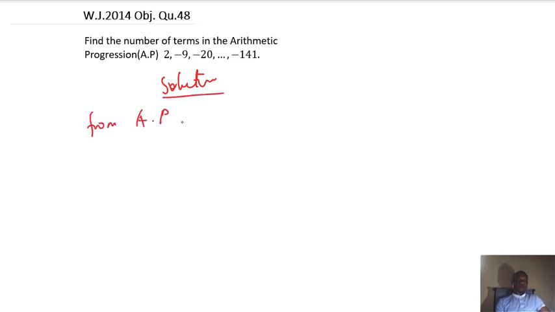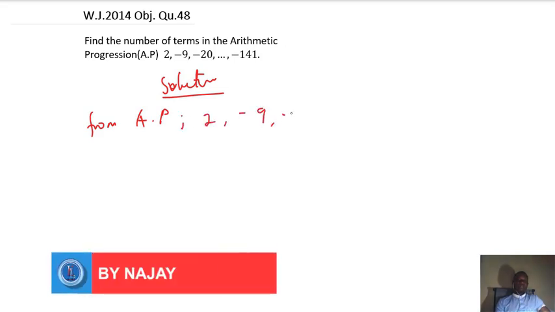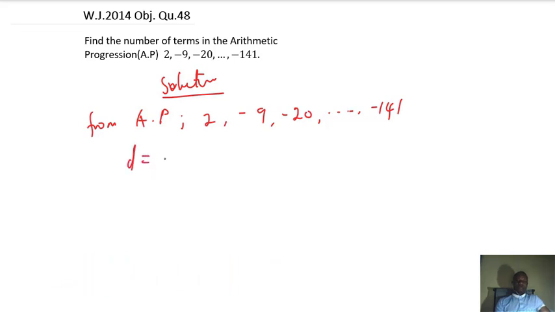From the AP, we have 2, -9, -20, and up to -141. So the common difference is going to be u n minus u n minus 1. So we have the common difference to be -9 minus 2, which gives us -11. Then the last term is -141.